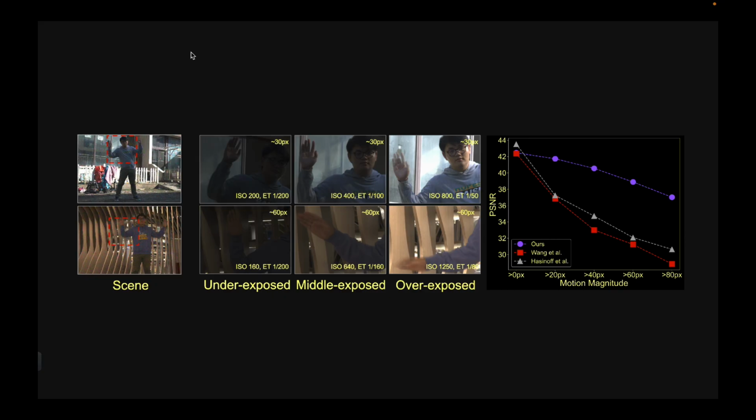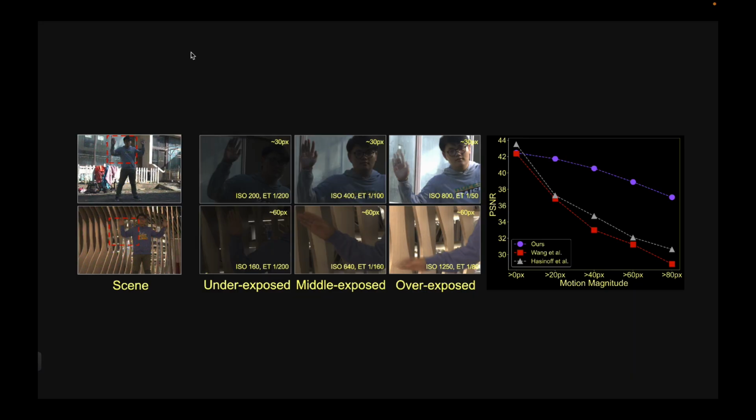Our model is robust to different movement magnitudes in different dynamic scenes. For the example scenes presented, which have around 30 and 60 pixels of average movement respectively, our model responds by predicting faster shutters for the scene with stronger motion.